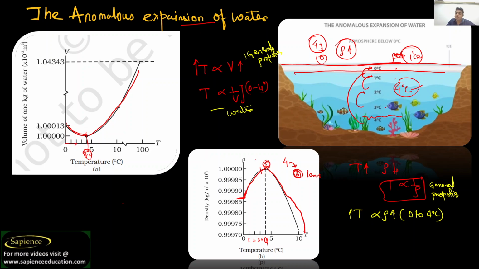And due to this 4 degrees Celsius temperature only, many aquatic lives are living properly. Otherwise, what will happen? There will be a chance of death, because there is extreme temperature reduction. But as soon as we have got a layer of ice, what happens? It acts as a heat insulator.